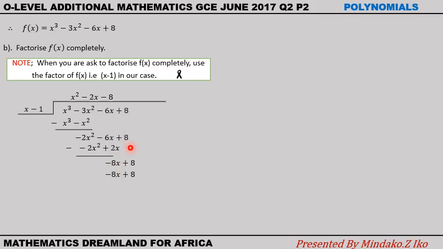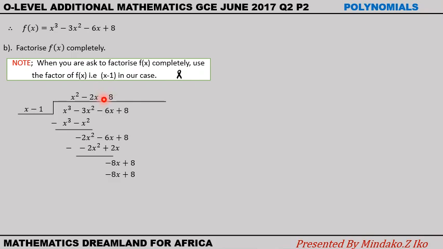Then I'll bring down this 8. Now I have this other linear form here. Then I will take this negative 8x, then I divide it by x again. If I take negative 8x and divide it by x, I'll have negative 8.